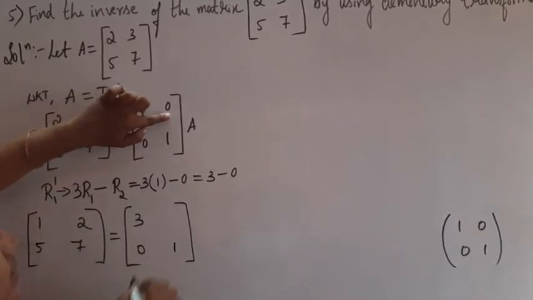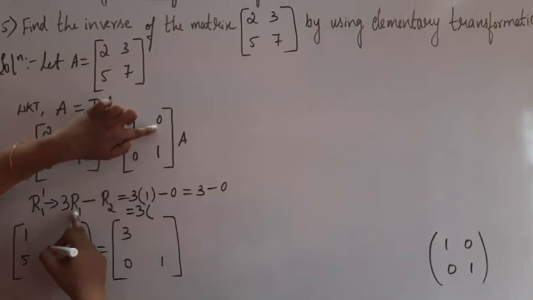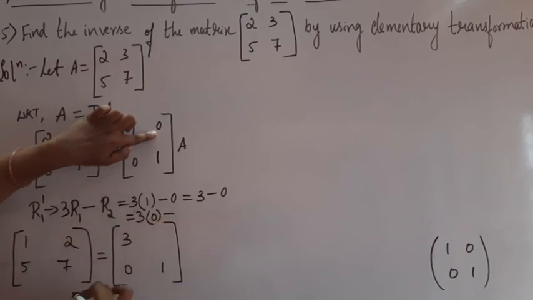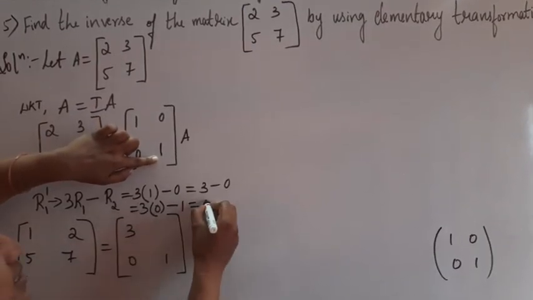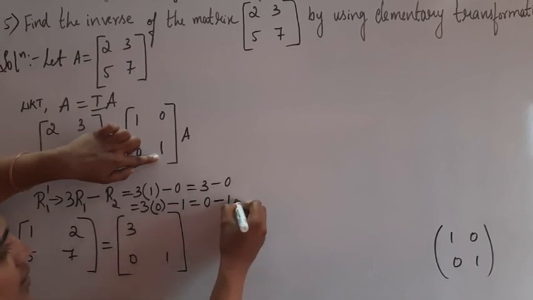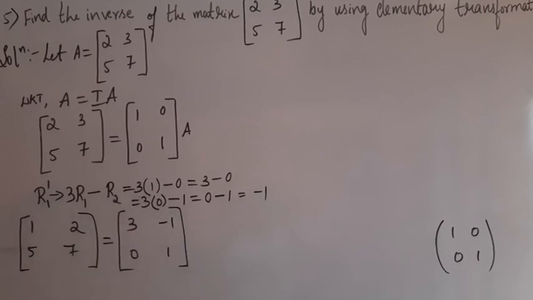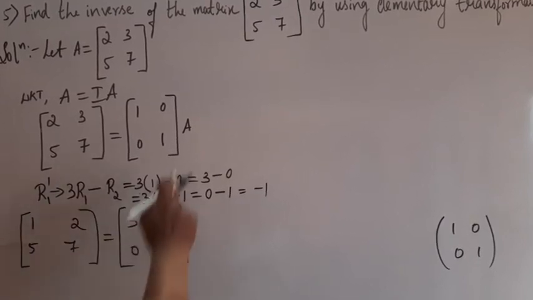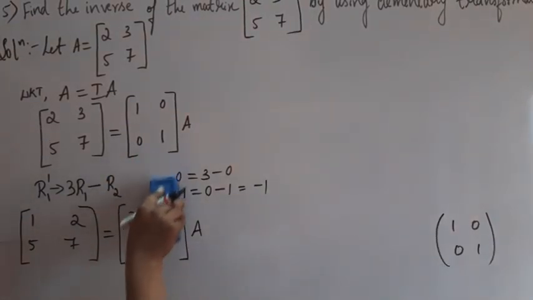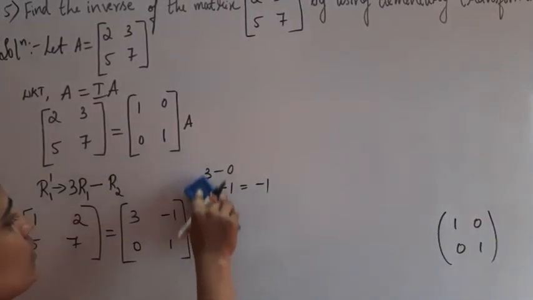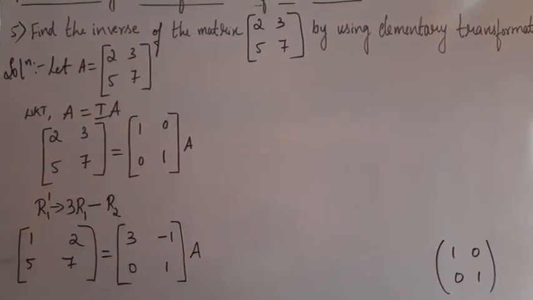Next, first row second element, same formula. 3 into R1. R1 is 0 minus the corresponding R2 1, which is equal to 3 into 0 is 0 minus 1. 0 minus 1 is minus 1. So here minus 1. Okay. So I think it is clear. Into matrix A.